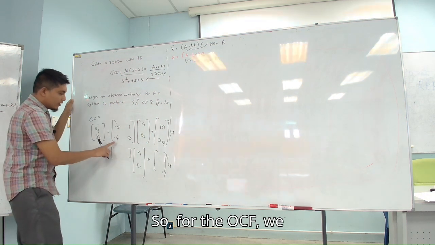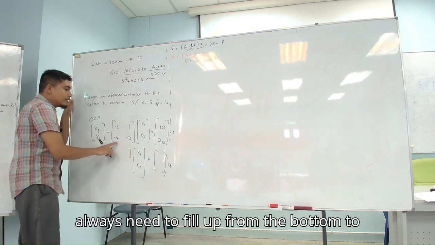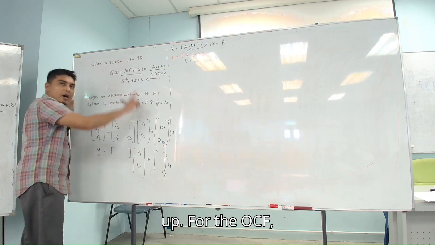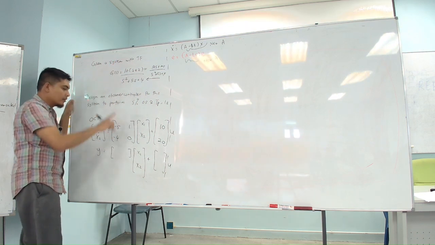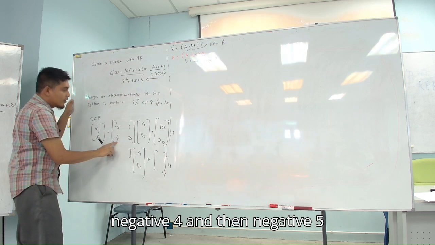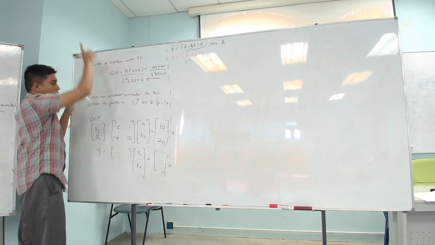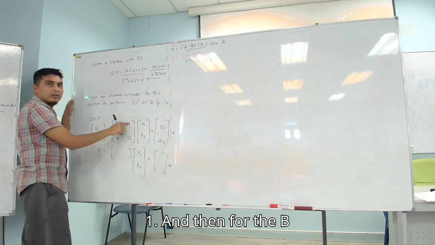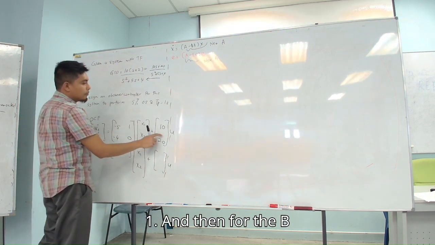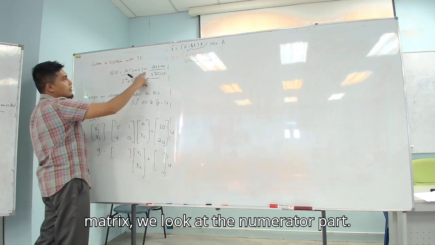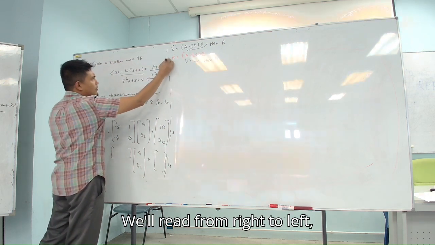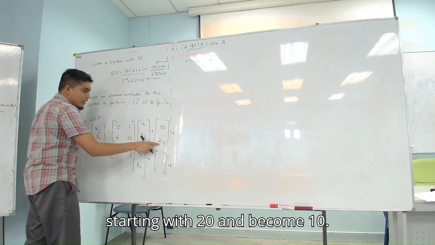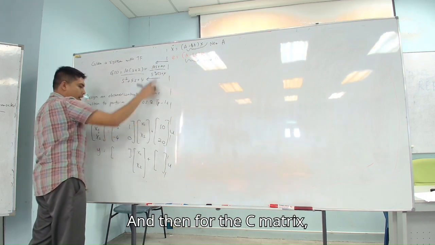So for the OCF, we always need to fill up from the bottom to up. For the OCF, -4 and then -5 up. And then starting with 0, 0 and then 1. And then for the B matrix, we look at the numerator part. We read from right to left, starting with 20 and becoming 10.